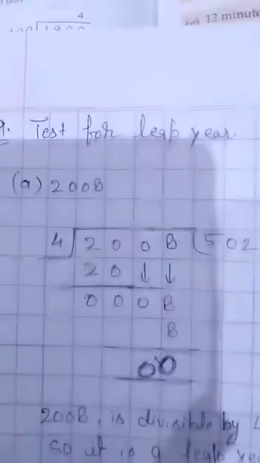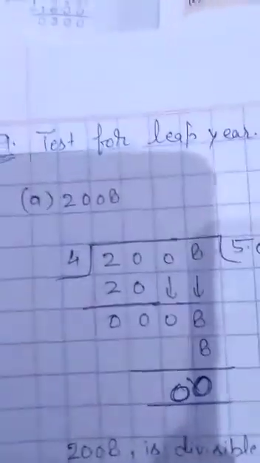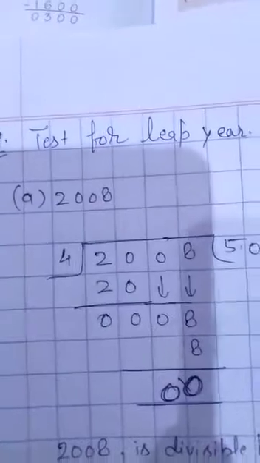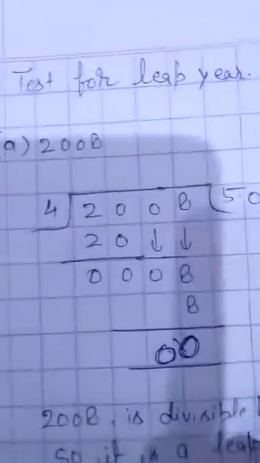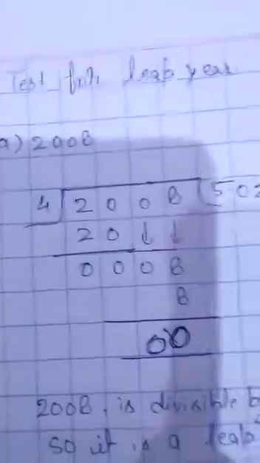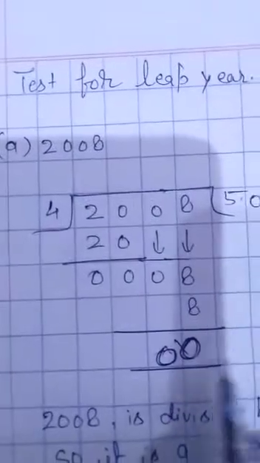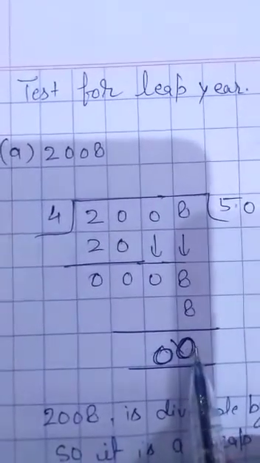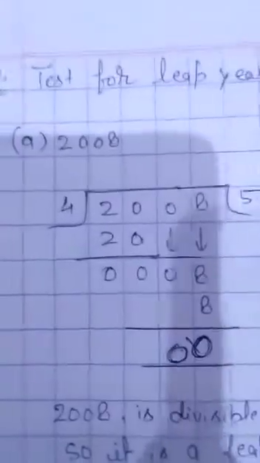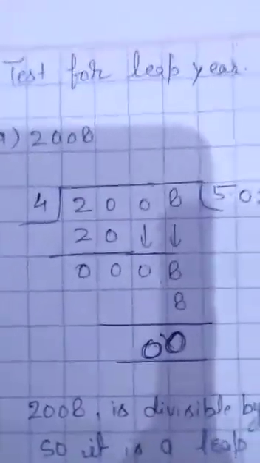Students, we know very well how to check whether a year is a leap year or not. We will divide it by 4. When we divide it by 4, if any remainder is left, then it is not a leap year. And in the other case, if the remainder is 0, then the year will be a leap year.